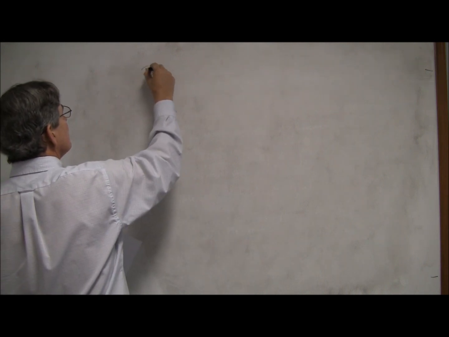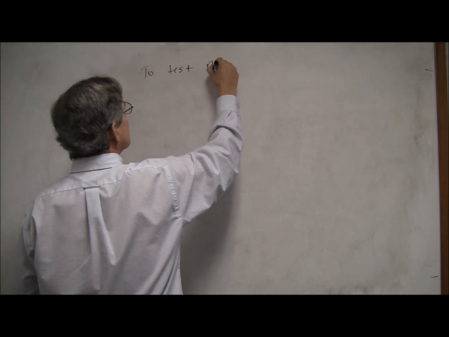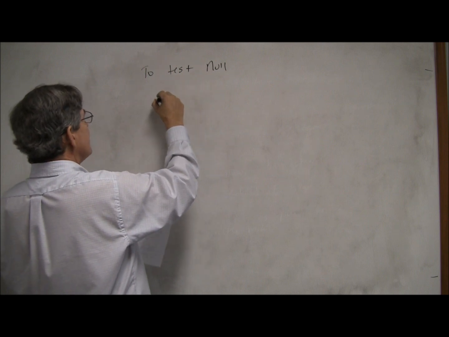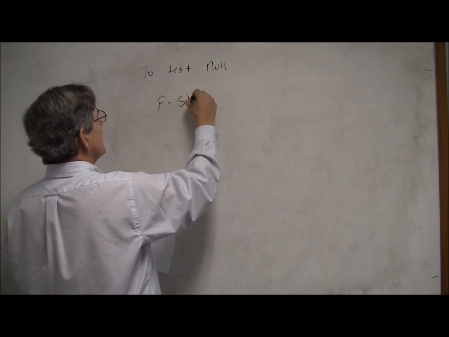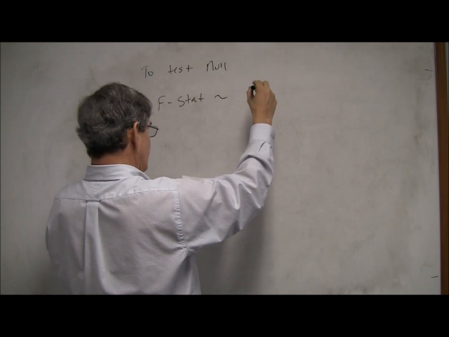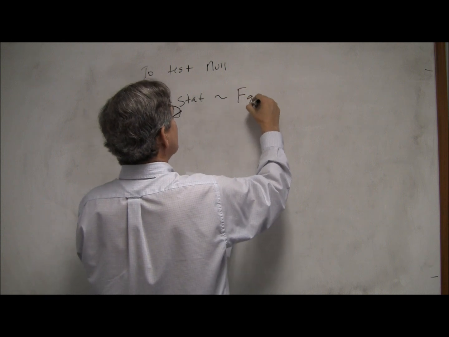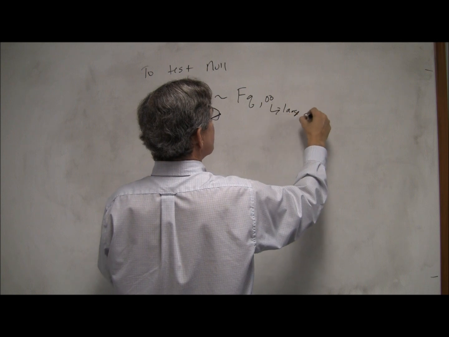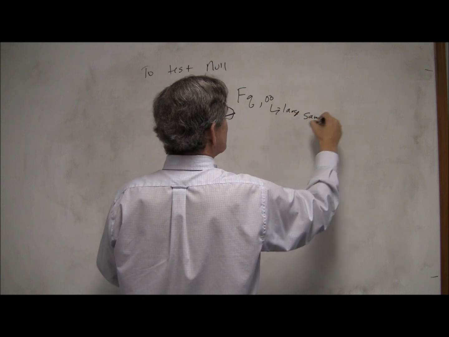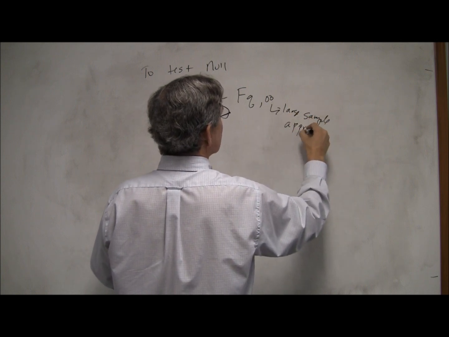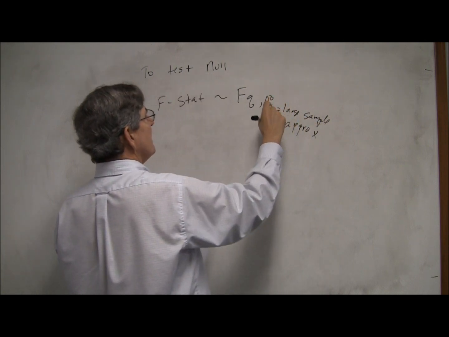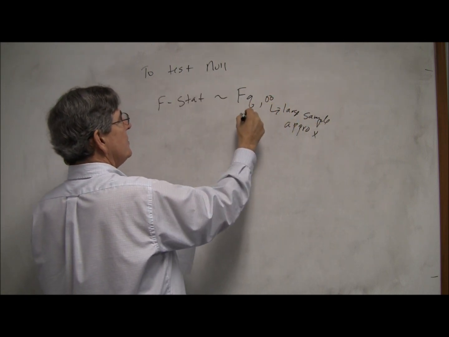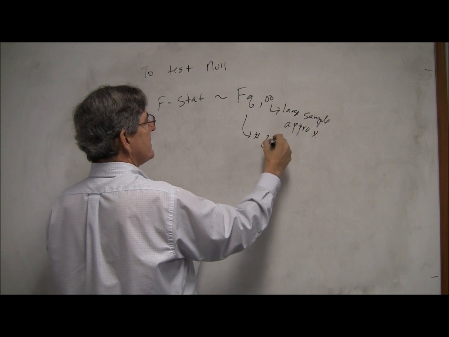But the way you test this is that under the null hypothesis, the F-statistic will be distributed F of q and infinity. This is the large sample approximation. So we just act like we have an infinite amount of data. Basically, this is the number of observations. That's infinity. Q is the number of restrictions.